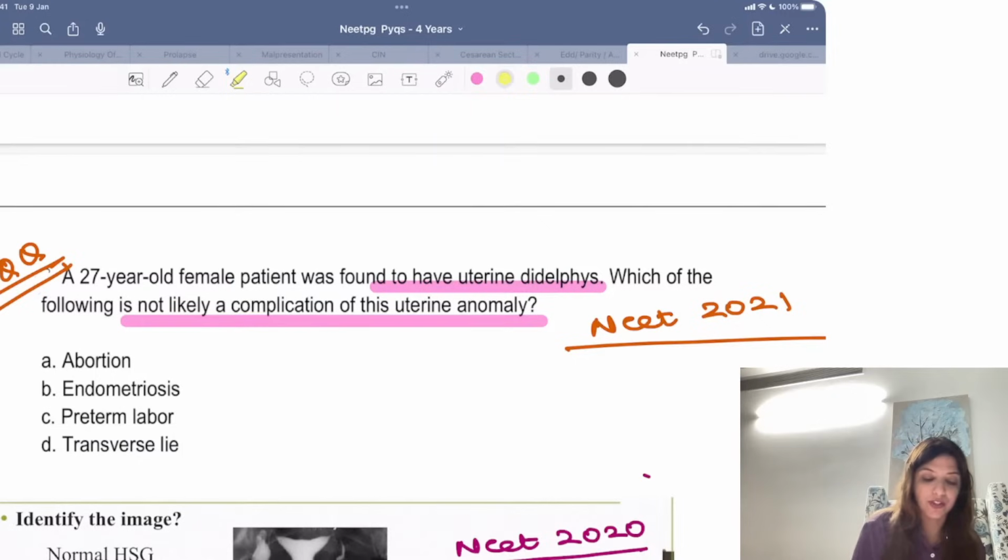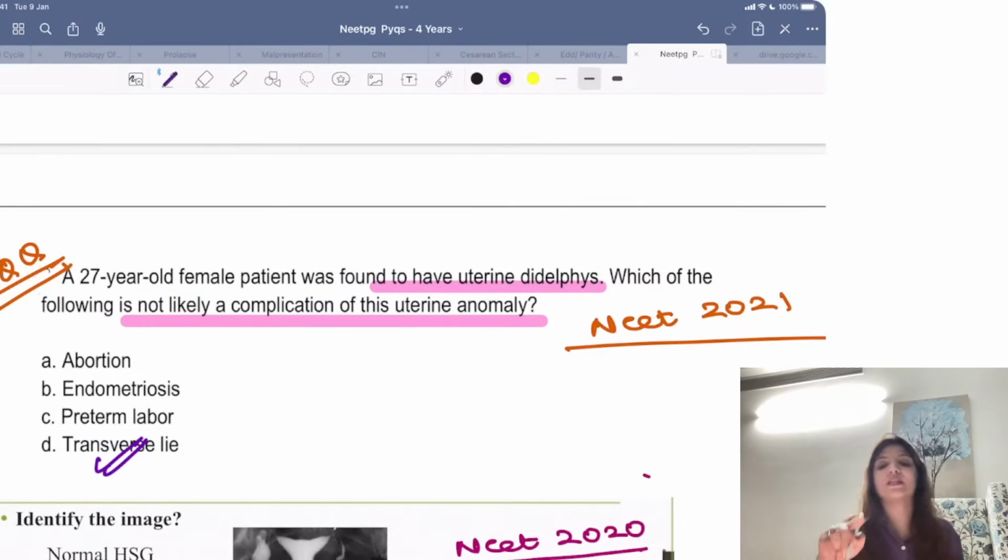Excellent, all of you. It is transverse lie. Transverse lie is not seen in didelphys. It is breech which you get in didelphys. Abortion you are going to get. Endometriosis you are going to get. Preterm labor you are going to get. Transverse lie you are not going to get. So the answer is transverse lie.